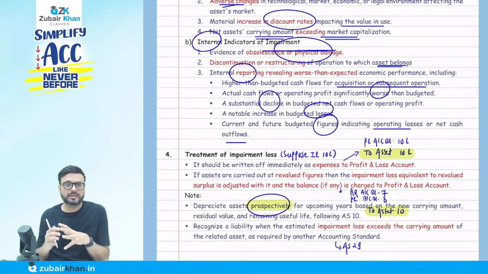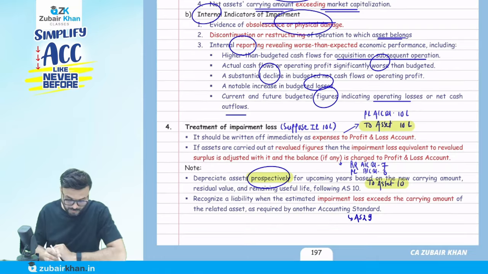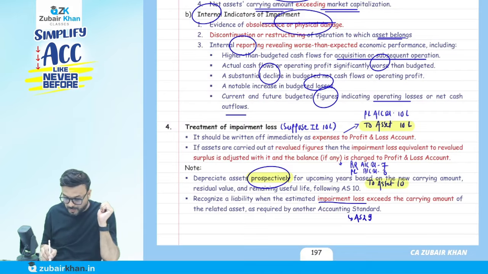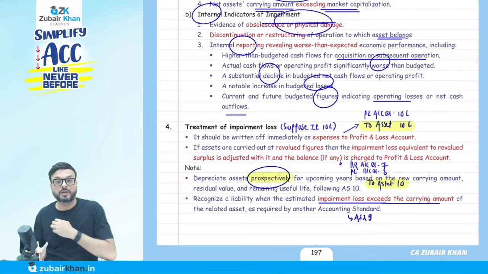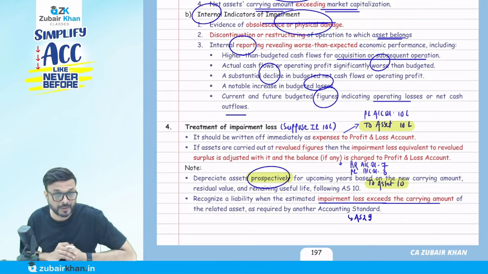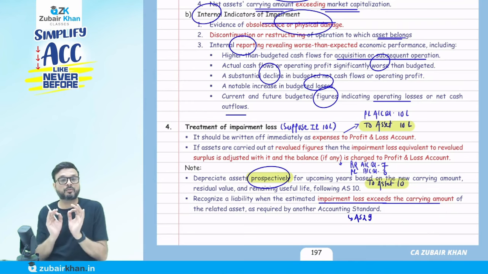So whatever the revised value, the residual value change, the remaining useful life as per Accounting Standard 10. Now the next point is: recognize the liability when the estimated impairment loss exceeds the carrying amount of the related asset, as required by another accounting standard. Now understand this point, what they are telling us.